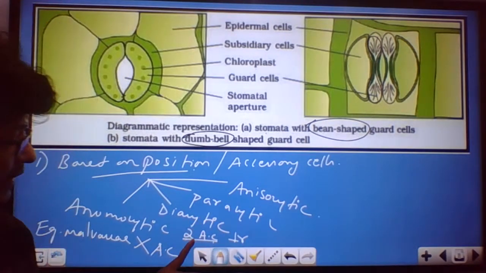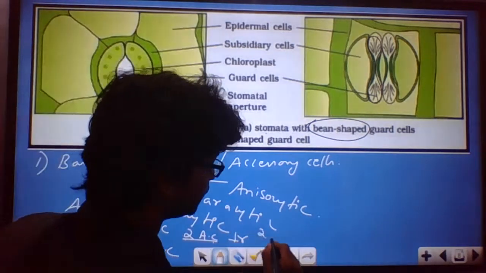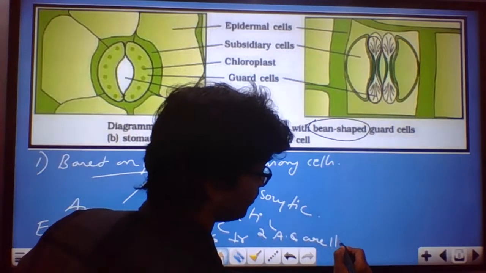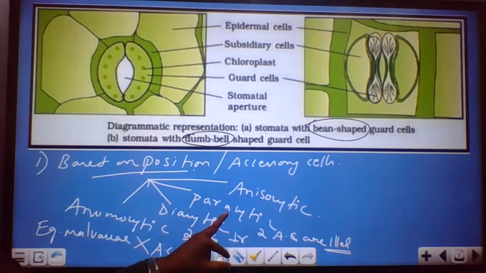So diacytic, two accessory cells which are perpendicular to each other. Then you come to the parasitic. Parasitic is where two accessory cells are parallel to each other. Here also you could see two accessory cells are parallel to each other. This is parasitic. Okay, it's not SITIC, it's parasitic.